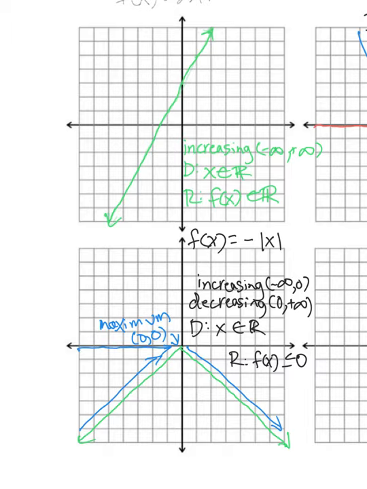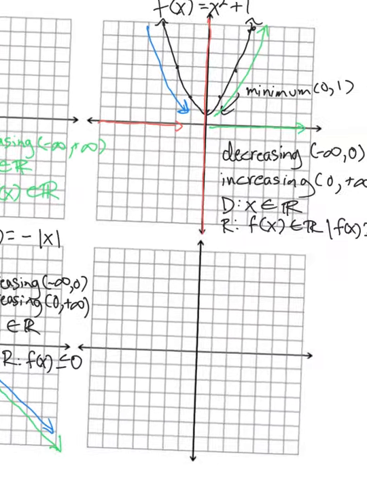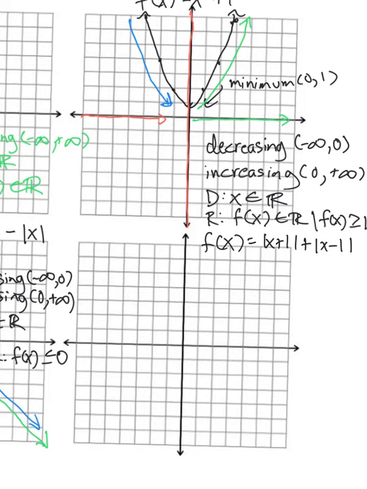One last graph. Let's scoot this on over. And let's work with a mixed graph. Let's say our function is f of x equals the absolute value of x plus 1 plus the absolute value of x minus 1. Well, I know here that we are working with absolute values. But let's think about this.